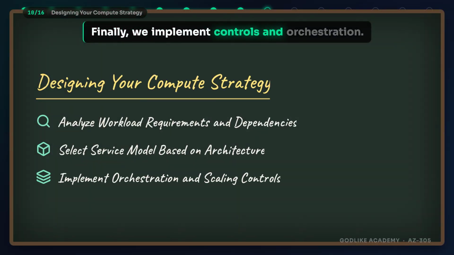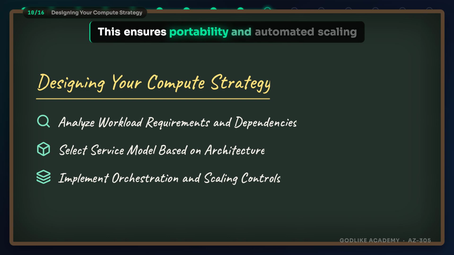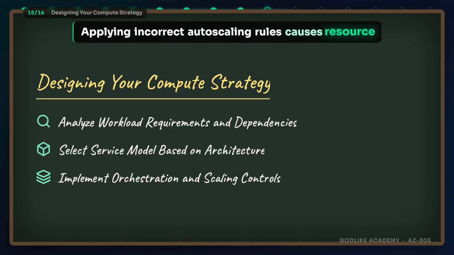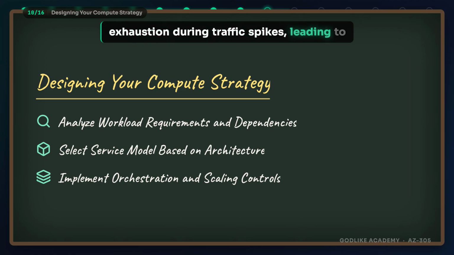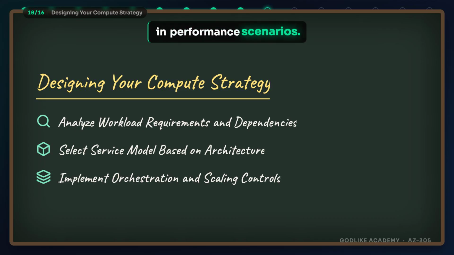Finally, we implement controls and orchestration. For a high-traffic microservice requiring rapid scaling, we deploy a containerized application managed by Kubernetes. This ensures portability and automated scaling logic. We will configure the horizontal pod autoscaler to target CPU usage below 70%. Reviewing kubectl get pods output verifies container health before scaling triggers. Applying incorrect autoscaling rules causes resource exhaustion during traffic spikes, leading to service degradation that examiners penalize heavily in performance scenarios.